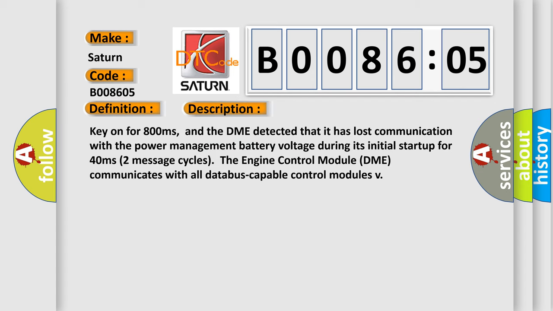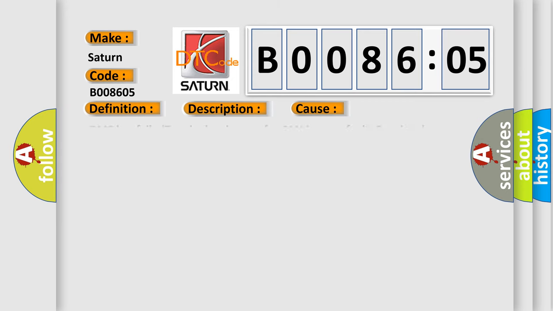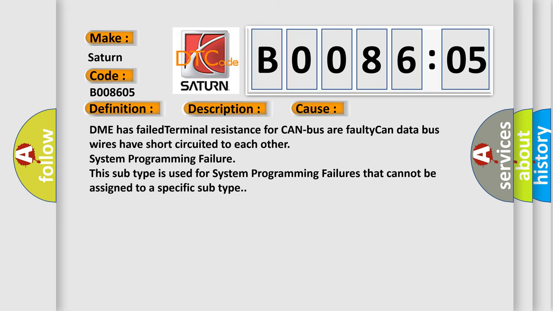Key on for 800 milliseconds, and the DME detected that it has lost communication with the power management battery voltage during its initial startup for 40 milliseconds, two message cycles. The engine control module DME communicates with all databus-capable control modules. This diagnostic error occurs most often in these cases: DME has failed, terminal resistance for CAN bus, faulty CAN data bus wires have short-circuited to each other, system programming failure. This subtype is used for system programming failures that cannot be assigned to a specific subtype.